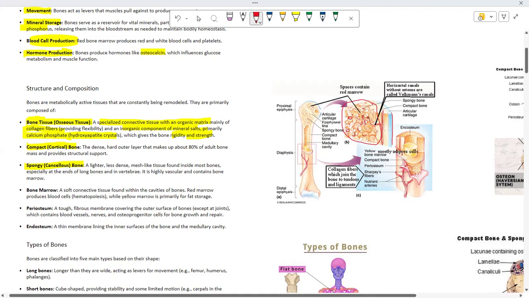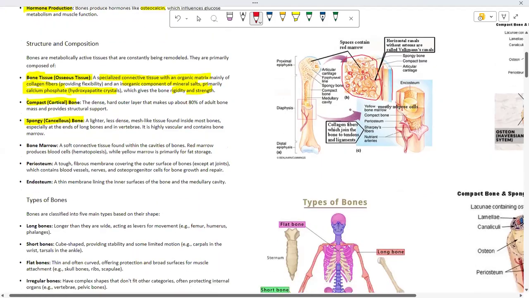Okay, or the bone marrow within the... So there are spaces containing red marrow. Okay. So the bone marrow, let's talk a little bit about that. It's a soft connective tissue found within the cavities of bones. Red marrow produces the blood cells, production of red blood cells, hematopoiesis.